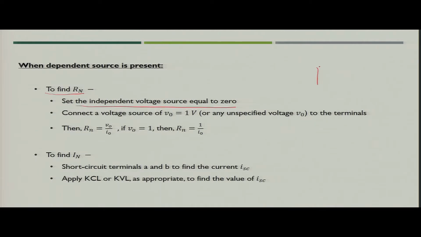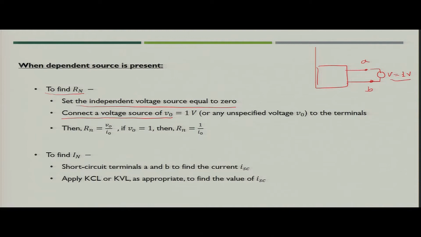So, suppose you have a network like this, where you have two terminals A, B. Now, what do you have to do to find the value of Rn? You have to connect a voltage source V naught across terminal A, B. So, you will connect one voltage source that is equal to maybe 1 volt, or maybe any specified value.